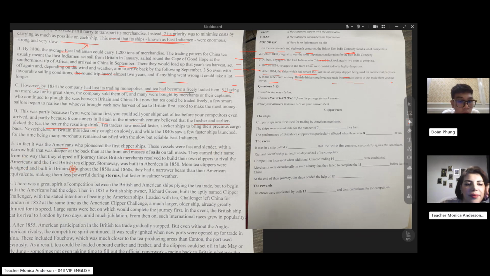The ships were remarkable for... Which line could you find it in? In the second line. In fact, these vessels were fast and slender with a narrow hull that was deeper at the back than at the front, and masses of sails on tall masts. So the ships were remarkable for the number of sails.